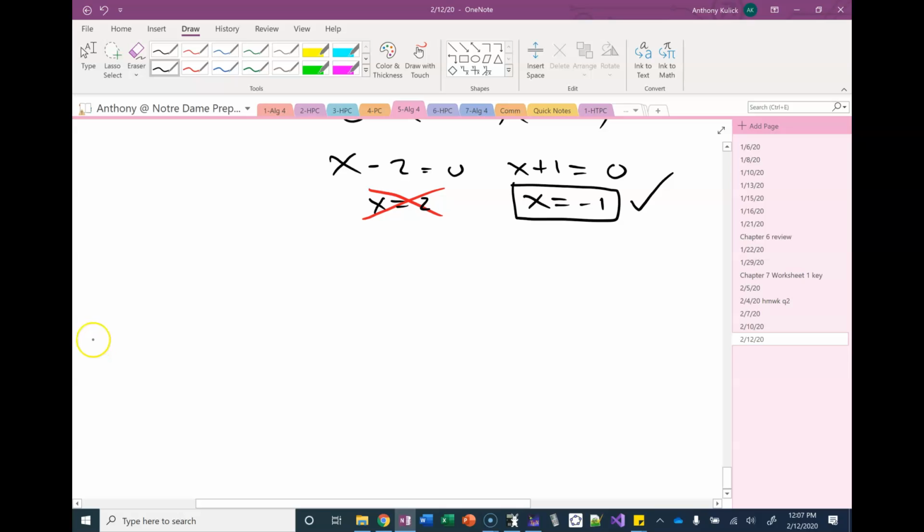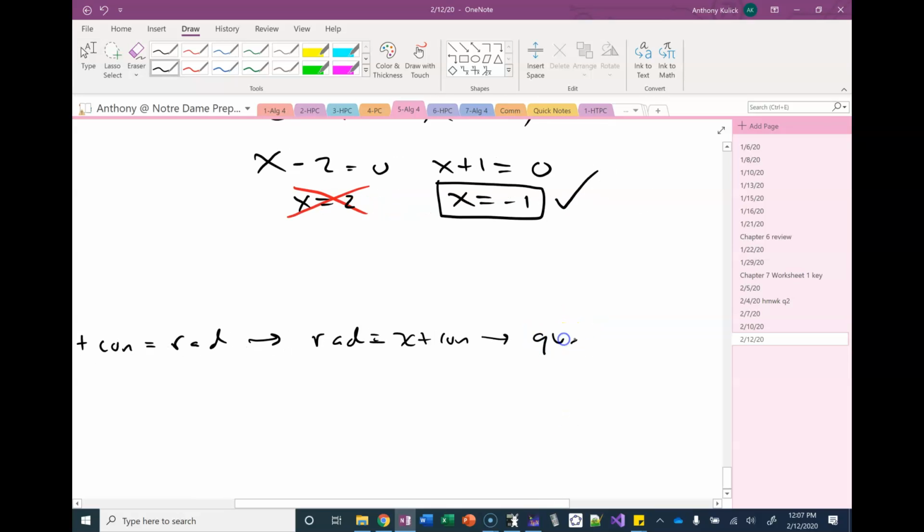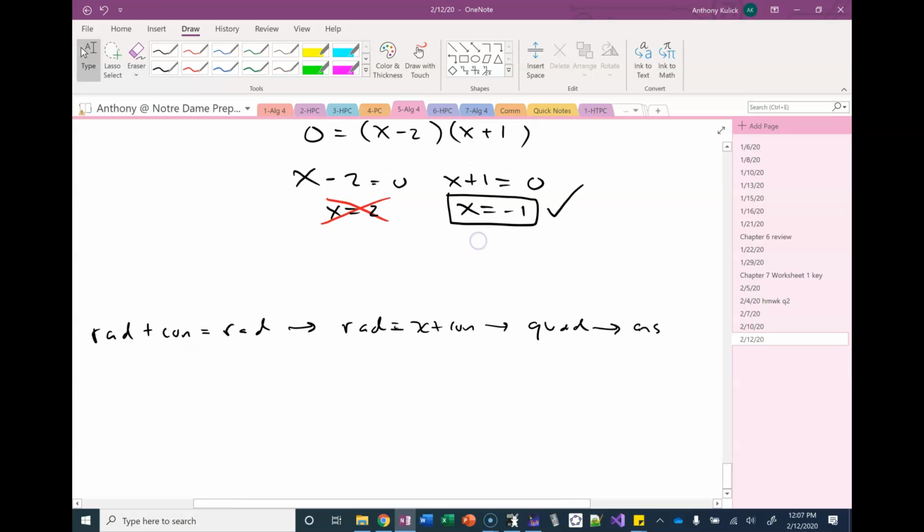So in general, kind of the outline for this problem is I start with something that looks like this: a radical plus a constant equals another radical. I squared both sides to get something where I can get a radical equals x plus some constant. And then I squared both sides to get a quadratic. And then I solved the quadratic to get my answer. So that's kind of the path that I use to solve those problems.